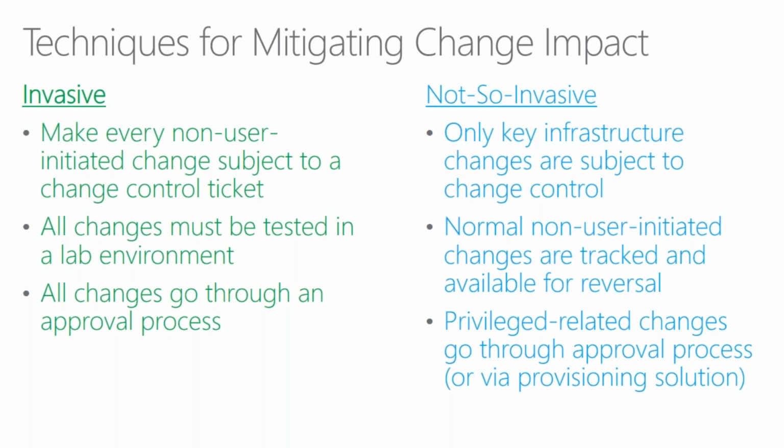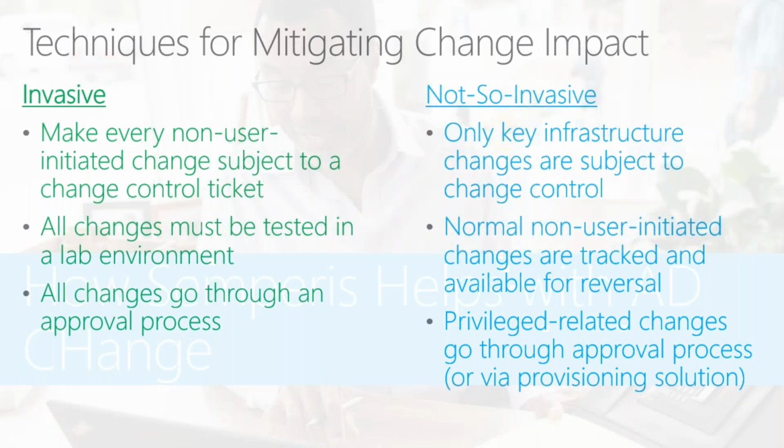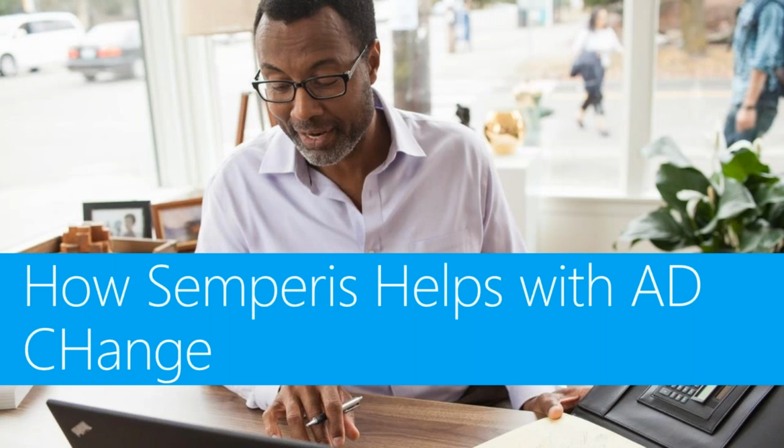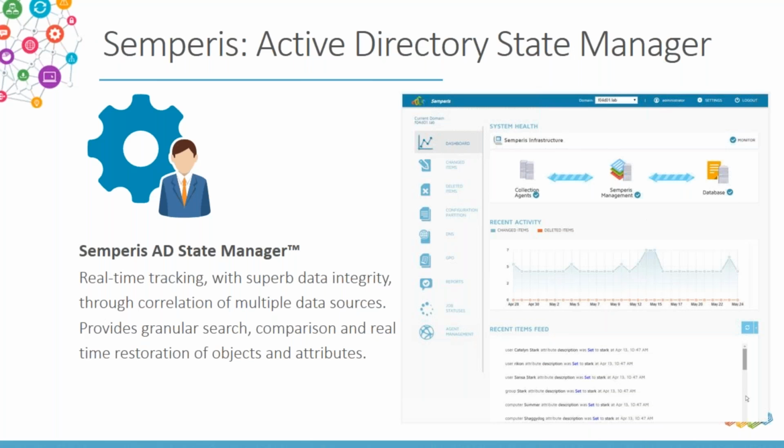All right, so what I want to do now is show a little bit about how Semperis can help with AD change. I'm going to walk through a couple of slides and then drop into a demo, which I think is always more interesting. So the Semperis AD State Manager product does real-time tracking of AD changes and is able to correlate who made the change with what the change was. You can do searches of changes, you can do comparisons, you can do real-time restoration of objects and attributes.